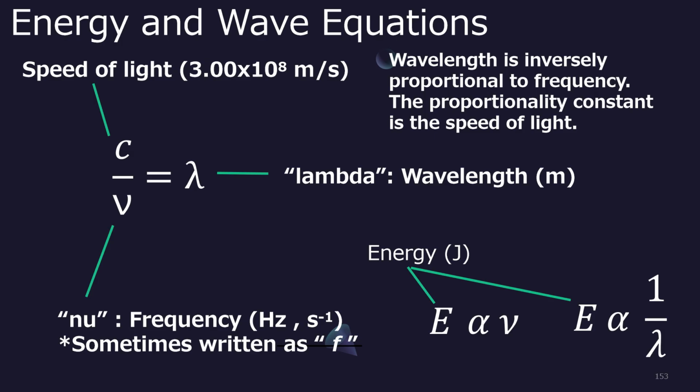So E directly proportional to nu, energy directly proportional to frequency, and energy will be written with special units of joules. And that's not an SI base unit. I think it's kilogram meter squared per second squared in SI base units. But we'll just keep it as joules for now. That's fairly common use. And energy is proportional to 1 over lambda, 1 over the wavelength of that electromagnetic wave.